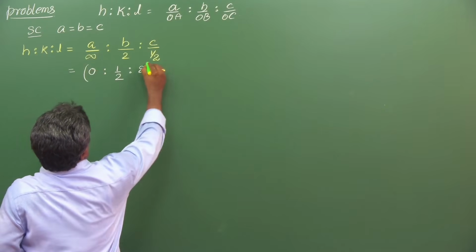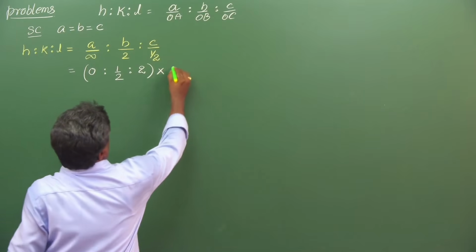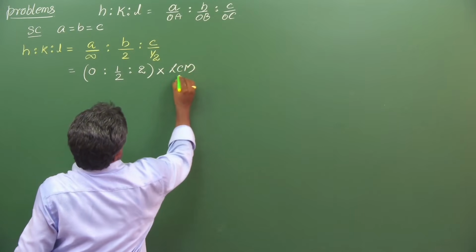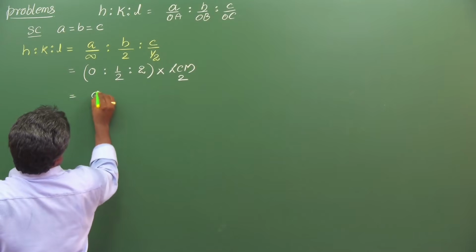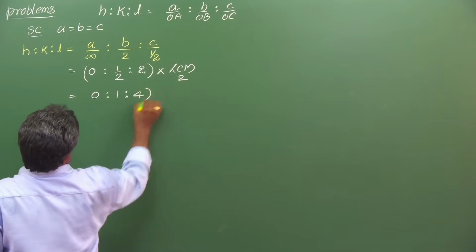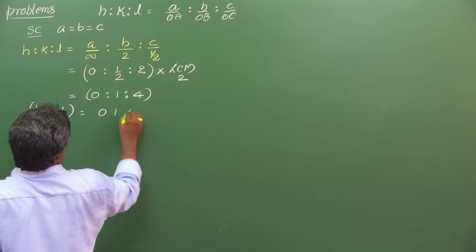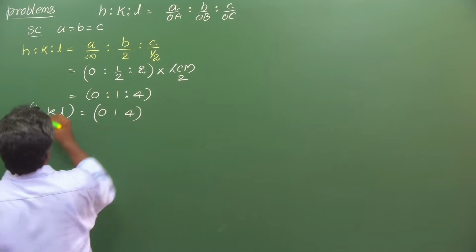Now, I told you we have to make it free from fractions. If you want to make it free from fractions, you have to multiply with the LCM. Here the LCM is 2. That's why your hkl equals 0, 1, 4. Is it clear? Next one.